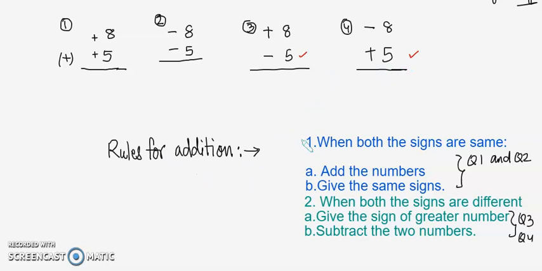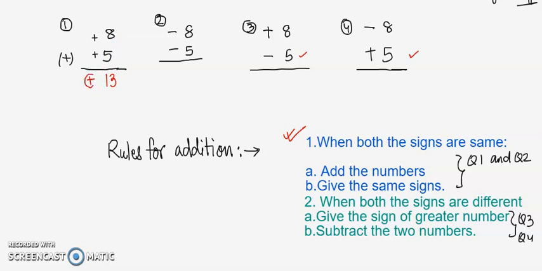So I have written the rule. You will note down this rule because you will have to come to this page quite often and go through this rule. Initially that happens to many students, that's why I am saying. When both the signs are same, in example 1 and 2 you can see both are positive and both are negative. So when both the signs are same, add the numbers and give the same sign. That means you will add these two, so 8 plus 5, 13, and positive.